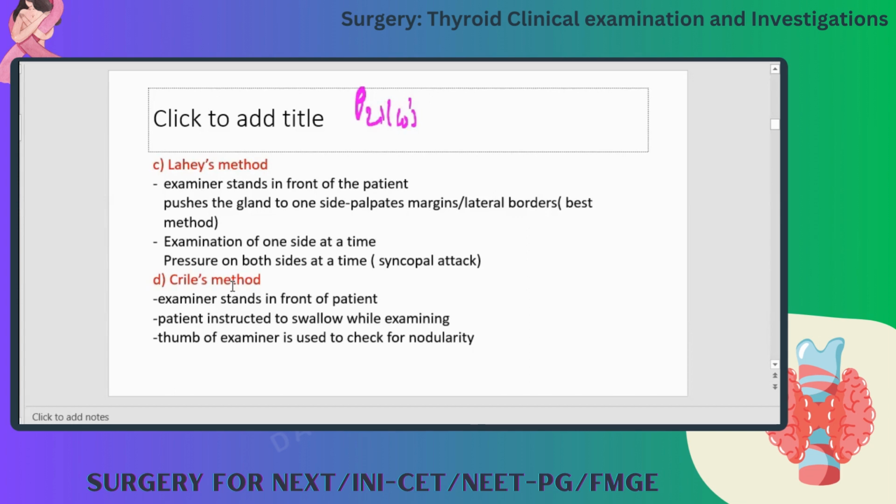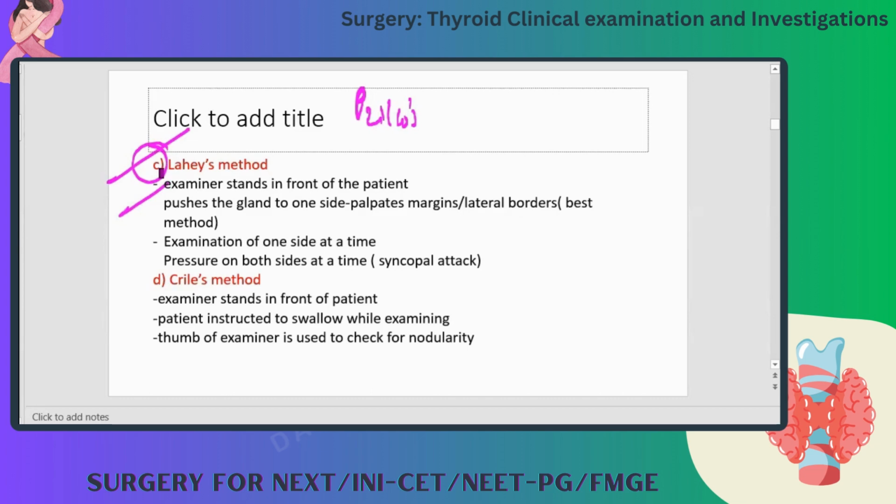You cannot palpate both the sides at the same time. What will happen if you palpate both the sides at the same time? What is there here? Carotids are there. If you press both the carotids at one time, what will happen? The patient will go into a syncopal attack. So we always have to examine each lobe separately. Right lobe, push it, examine it. Left lobe, push it, examine it. That is Lahey's method. Clear?